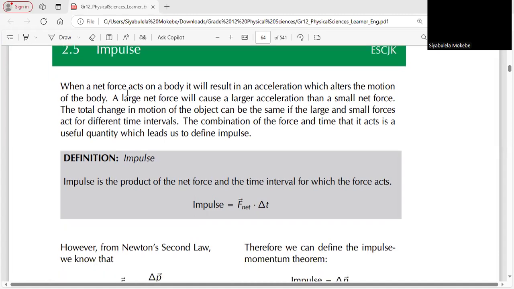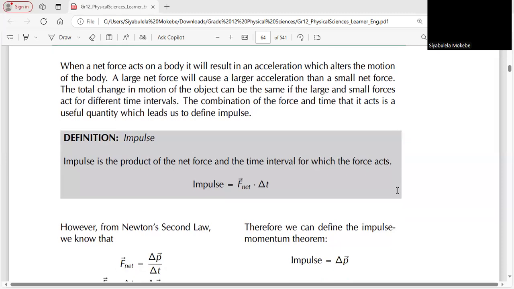When a net force acts on a body, it will result in an acceleration which alters the motion of the body. A large net force will cause a larger acceleration than a small net force. The total change in motion of the object can be the same if the large and small forces act for different time intervals. The combination of the force and the time that it acts is a useful quantity which leads us to define impulse.